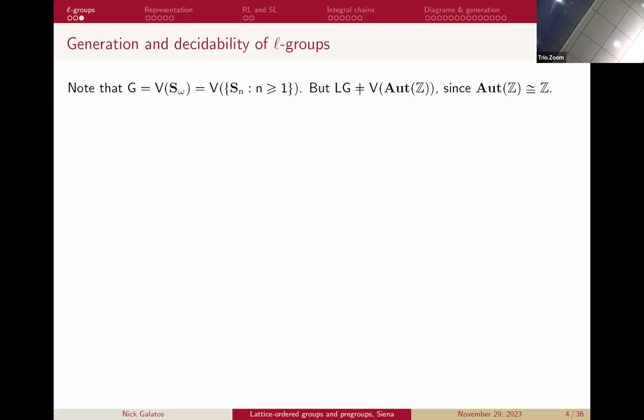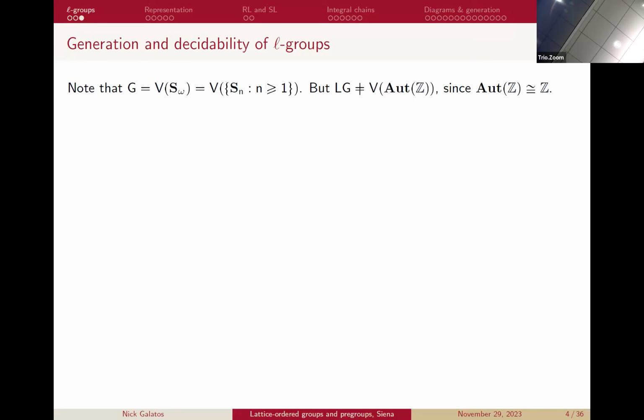So G is? So G is the variety of groups. That's just a fact that's known already. Right? Yeah. S omega is the symmetric group on countably many elements. Yes. And the SNs are just the usual finite ones. So you have a choice, one infinite or infinitely many finite. Okay. Would work for groups.